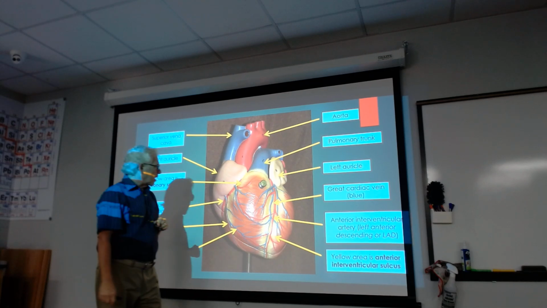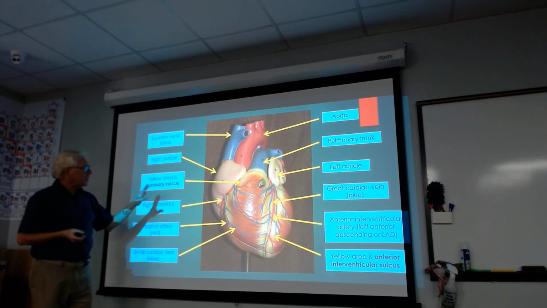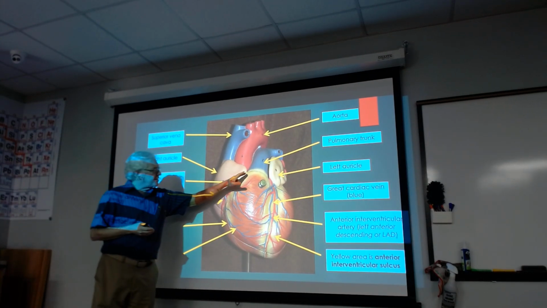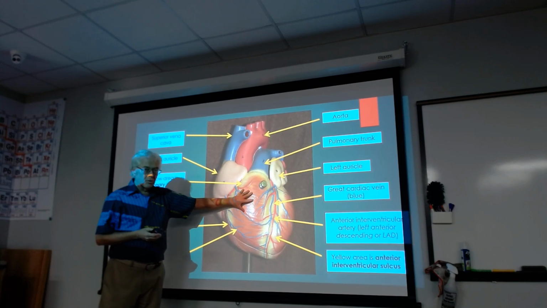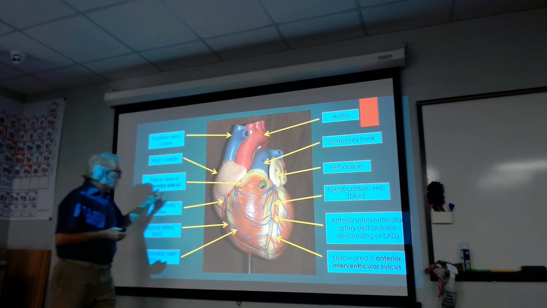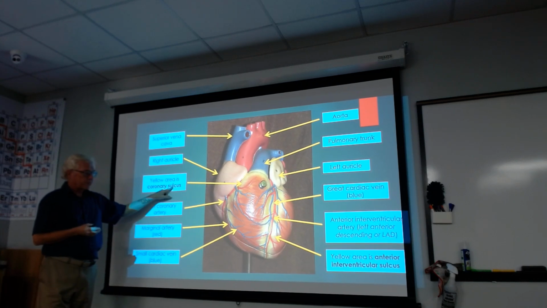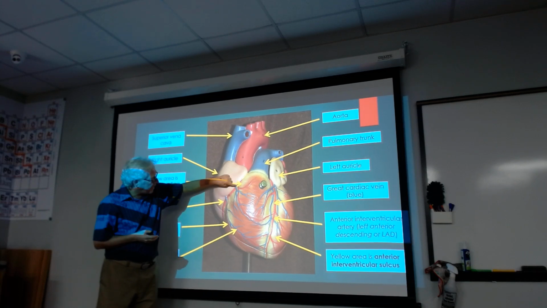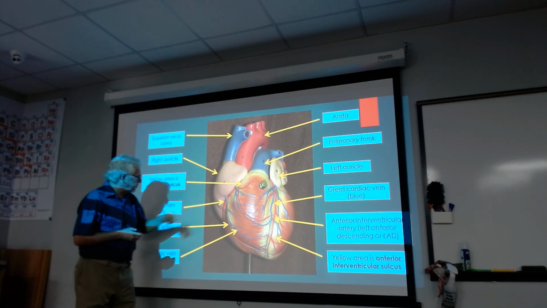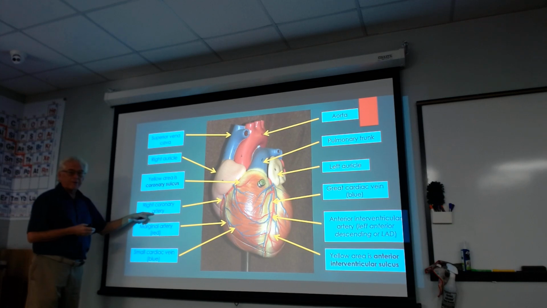Next thing we need to know is that we have a dip here between the auricle and the ventricles, and that dip here is called the coronary sulcus. And notice it's also got some fat in it, but that's also where we have a lot of big blood vessels, like this particular one called the right coronary artery.